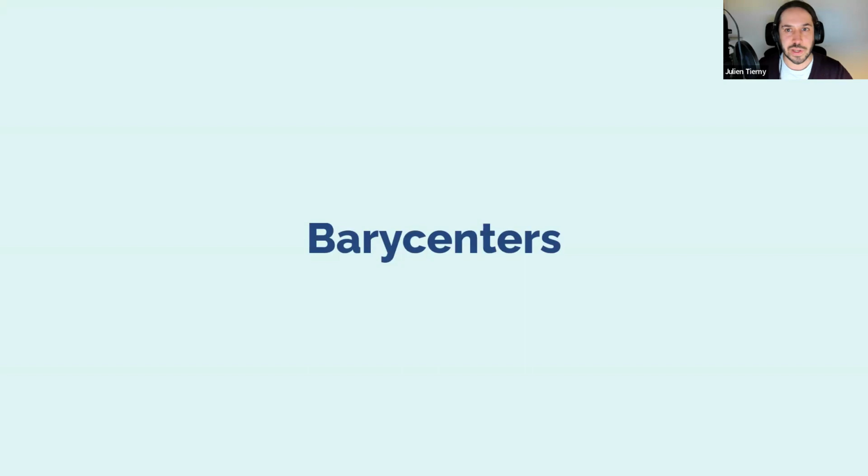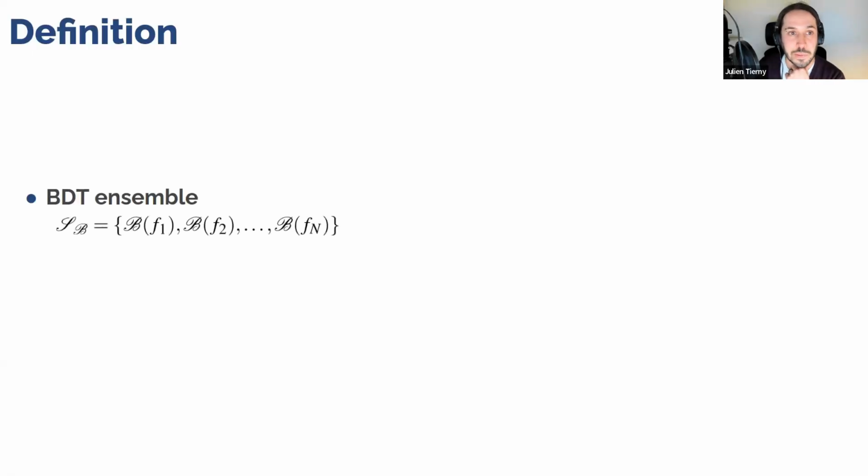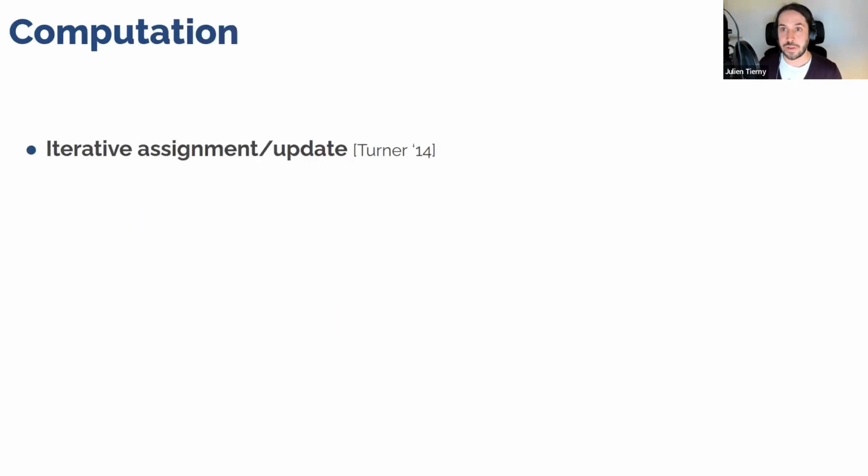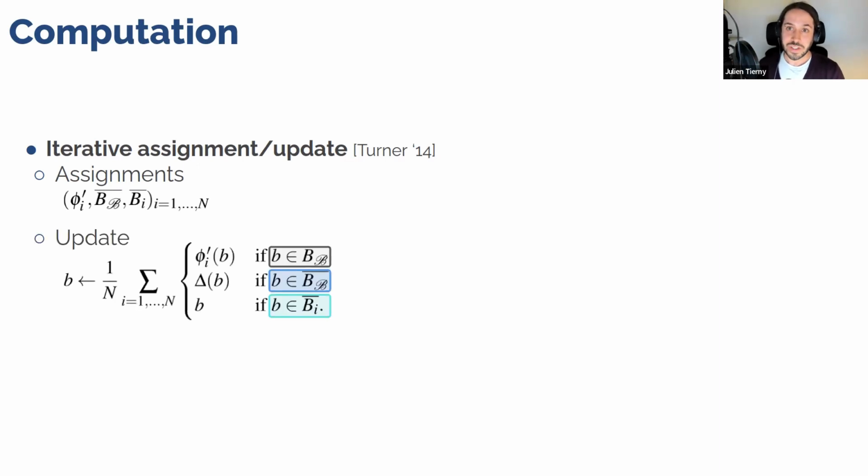Okay, so now we'll move on to the computation of barycenters. We have an ensemble of BDTs, and I'd like to find a local minimizer of the Fréchet energy, which is simply the sum of the distances to the BDTs of the ensemble. For this, we simply adapt the assignment-update algorithm introduced by Turner and colleagues in the case of persistence diagrams. At each iteration, we compute the optimal partial isomorphisms between the candidate BDT and the BDTs of the ensemble. Once this is done, we need to update the candidate BDT under the current assignments in order to decrease the Fréchet energy. This is done by generalizing our interpolation scheme to more than two BDTs as follows.